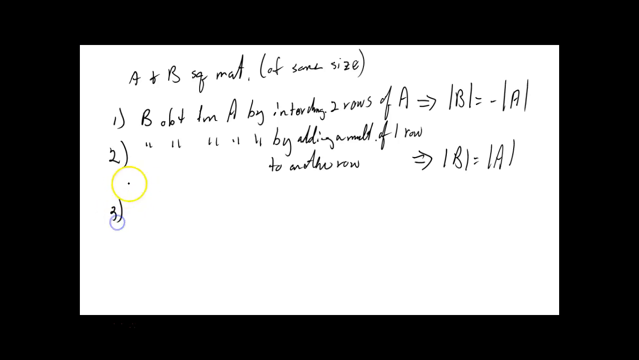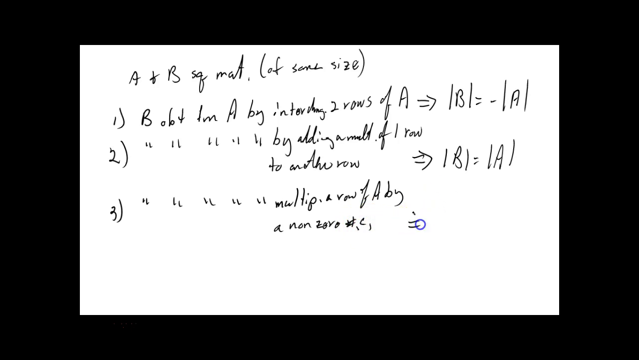And the third one, when B is obtained from A by multiplying a row of A by a non-zero number C, then the determinant of B is equal to C times the determinant of A. Now, you can go through and follow their proof. It's pretty straightforward.